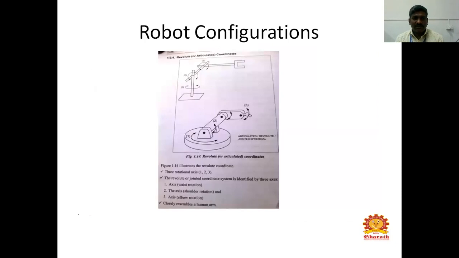Okay, next, the last one is the revolute or articulated coordinate system. Here there are 3 rotational axes. There is no linear movement. It closely resembles the human arm. For example, in the human arm there are 3 axes: wrist, elbow, and shoulder. So it resembles this configuration, that is an articulated robot. The articulated configuration resembles the human arm.